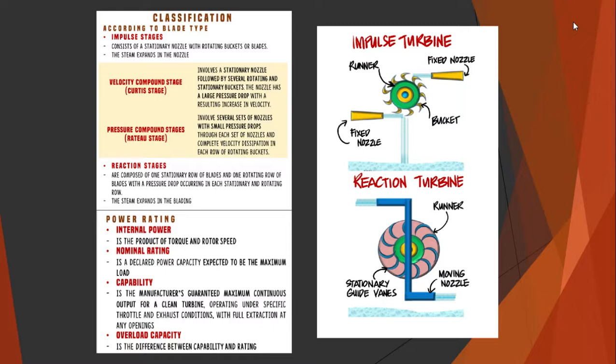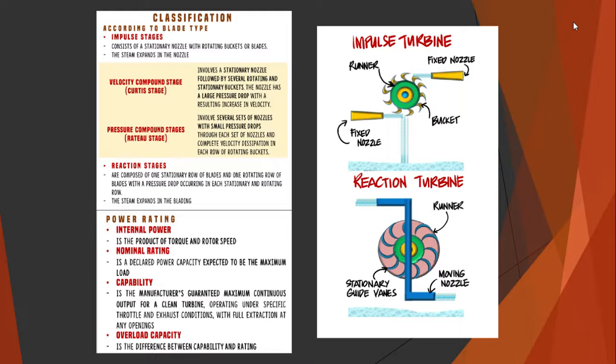So dito nga, ito yung nagko-consist siya ng fixed nozzle saka bucket. The steam expands in the nozzle. So nangyayari dito ay yung impulse turbine ay parang kutsara at yung nozzle siya yung nagre-regulate ng steam flow at ginaguide niya yung steam sa appropriate velocity.